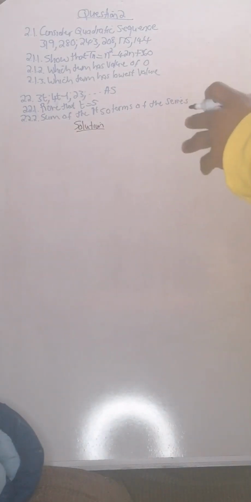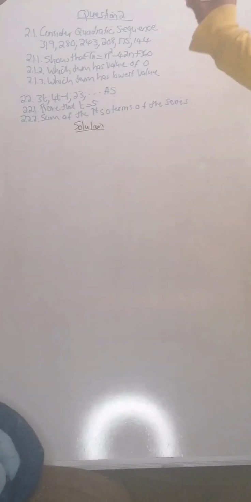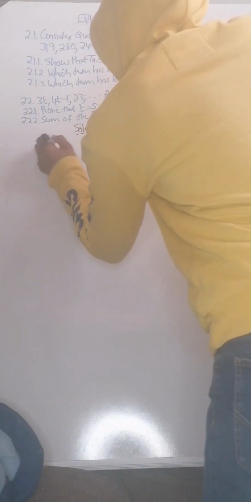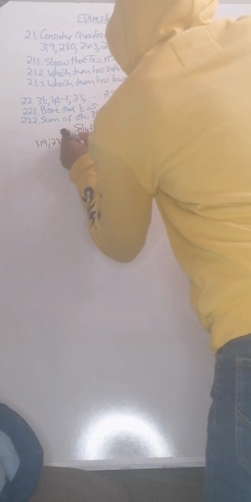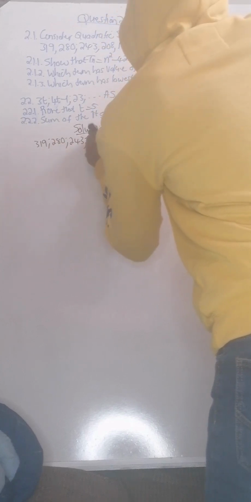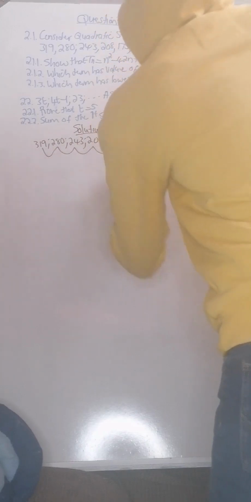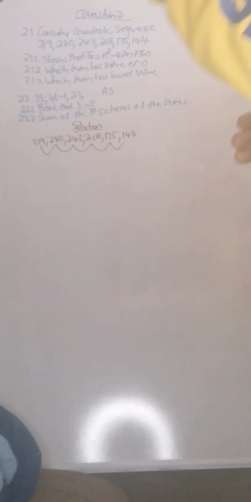The first thing that we need to do is to find the difference because we are told it is a quadratic sequence. So we write 319, 280, 243, 208, 175, and 144. We need to find the first difference because a quadratic sequence has the first and the second constant difference. So let me quickly find the values. 280 minus 319 is minus 39.